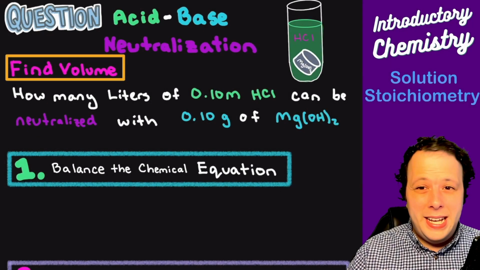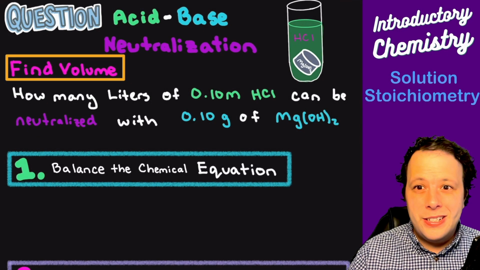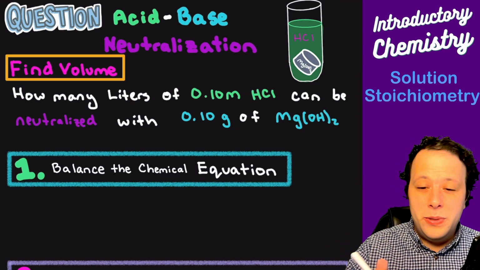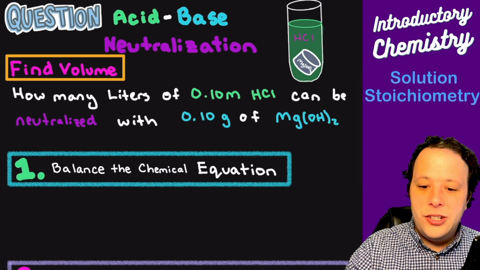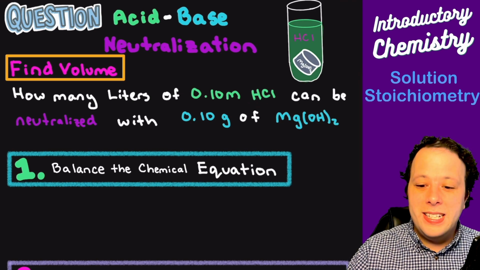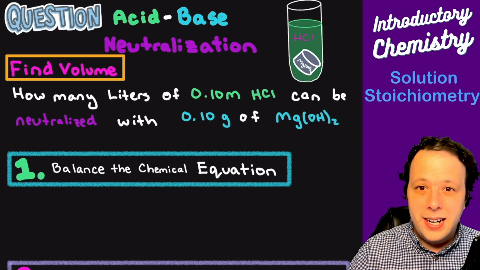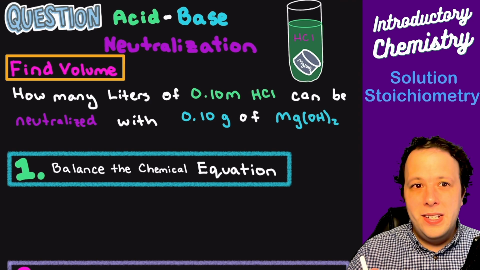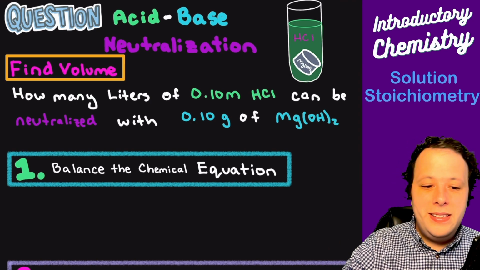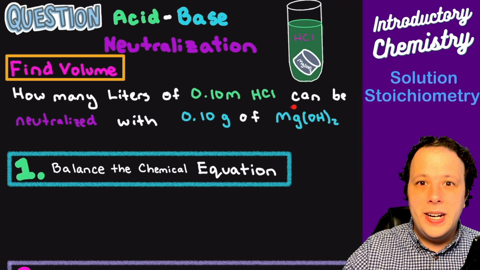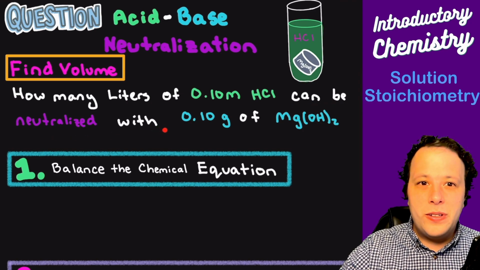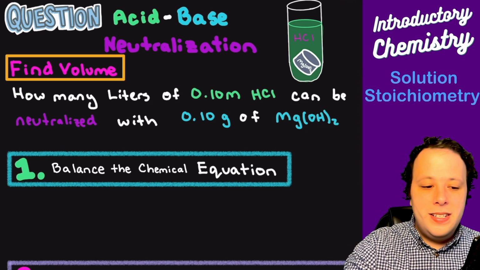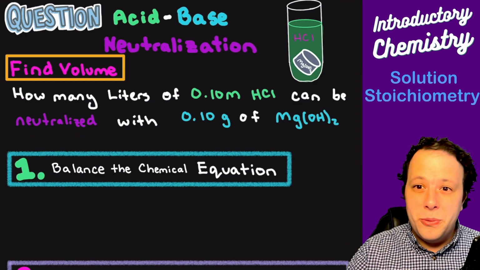The first problem is acid-base neutralization, which is a type of double replacement reaction, meaning that you have an acid, which always has an H in front of the name, reacting with a base that has a hydroxide ion at the end of the name. So this one's all about finding the volume. What it's asking is how many liters of 0.1 molar HCl can be neutralized with 0.10 grams of magnesium hydroxide.